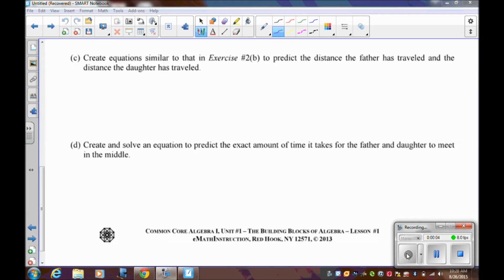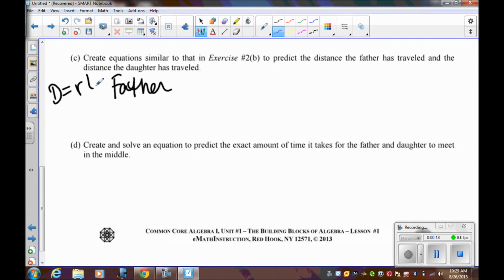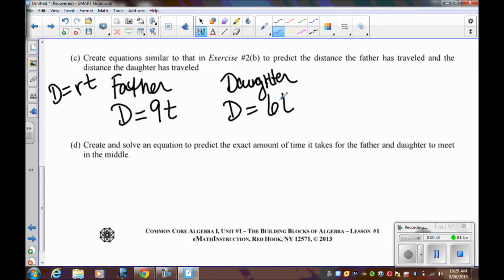Create equations similar to that in exercise 2 to predict the distance the father has traveled and the distance the daughter has traveled. So the father, if we keep in mind that distance equals rate times time, distance equals, he was moving 9 feet per second. So 9 times the time that he's traveled. And the daughter, distance equals her rate was 6 feet per second. So 6 times t.